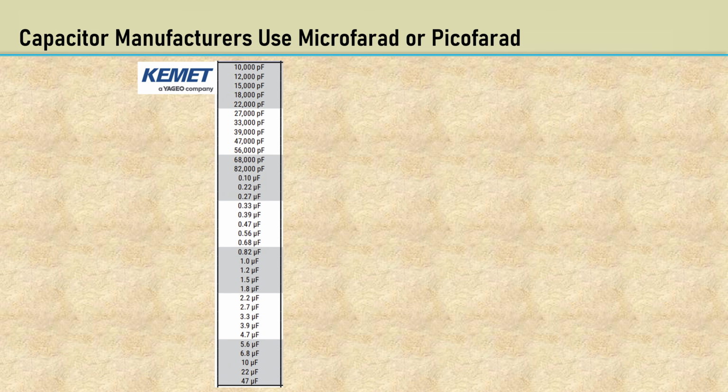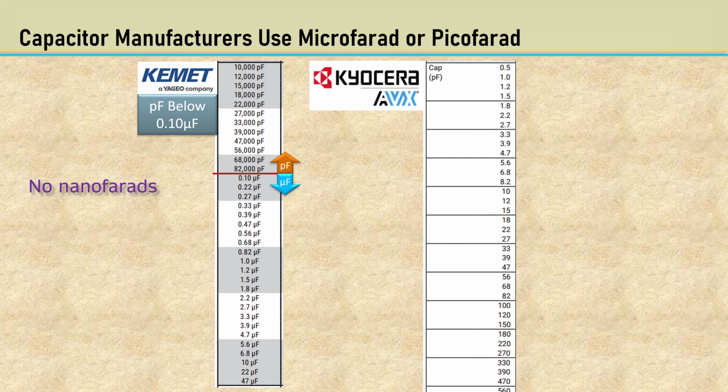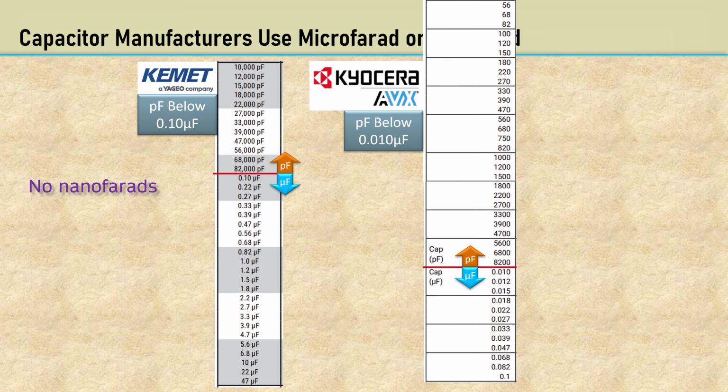Here's a clip of a datasheet from a Chemi-Con capacitor catalog. In ascending values, it switches from picofarads to microfarads, no nanofarads. All values below 0.1 microfarads are in picofarads. Here's another example from an AVX catalog. It is the same, with values below 0.01 microfarads in picofarads. In some cases, the microfarad switches to picofarads at 0.001 microfarads. I'll explain more on that later.